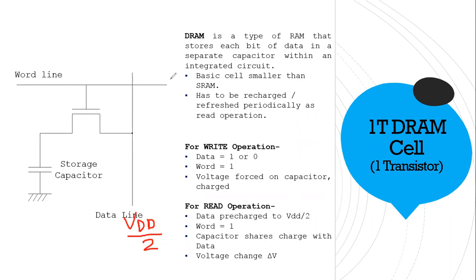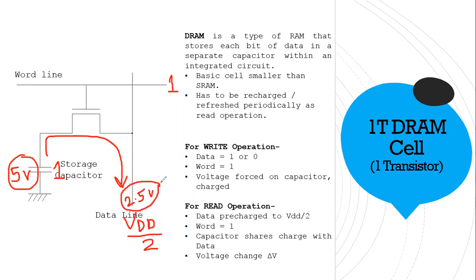Then you give the word line 1. The capacitor shares charge with the data line. That means if it was 1 previously, 1 means 5 volt, right? So what will happen from 5 volt to 2.5 volt? The current will flow from the capacitor to the data line, because this is 5 volt and this is 2.5 volt. So obviously the current will go from here to here, right?